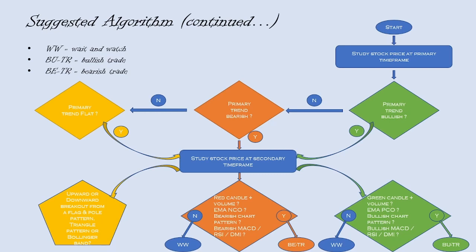You studied the flat patterns in the previous videos: either a flag and pole pattern, or a triangle pattern, or a Bollinger Band. Any of these flattish patterns, is there an upward or a downward breakout from such patterns? You study the secondary time frame and find out. If your answer is no, there is no breakout, then you have to wait and watch. Nothing else can be done.